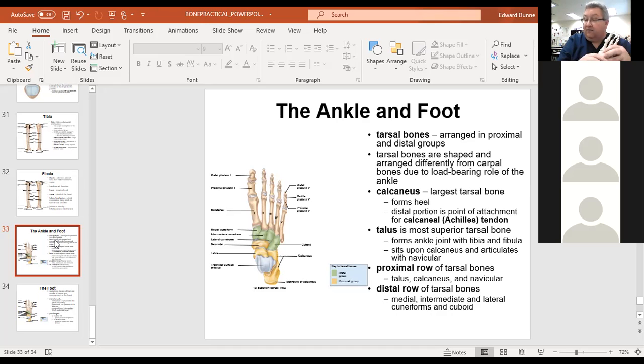All right. Finally, we have the metatarsals. Just like the metacarpals were the long bones of the hand, the metatarsals are the long bones of the foot. These bones right here, the metatarsals. Don't get confused between carpals and tarsals. Carpals is the wrist, tarsals is the foot. The metatarsals are the long bones of the foot. Okay.